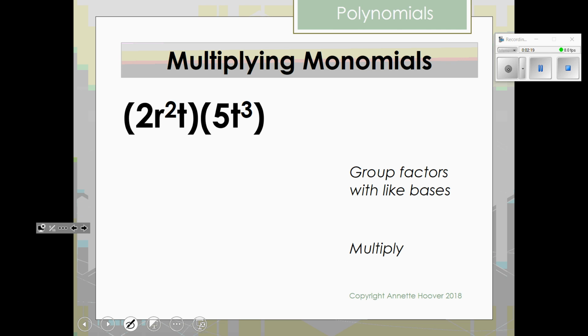If you look at this one, see if you can mentally look at it and find an answer. When I look up there, I know I'm going to go 2 times 5, which is 10. I'm going to go r squared, it's by itself, so I write down r squared. And I have t to the 1st times t to the 3rd, so I add the exponents, and that's t to the 4th.